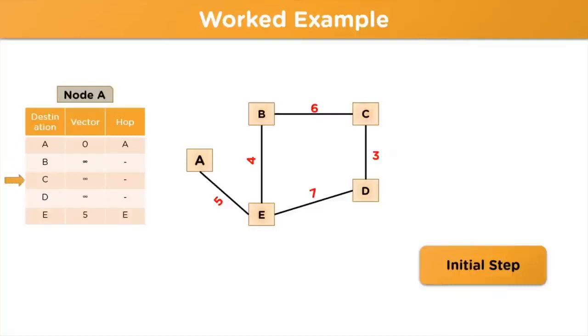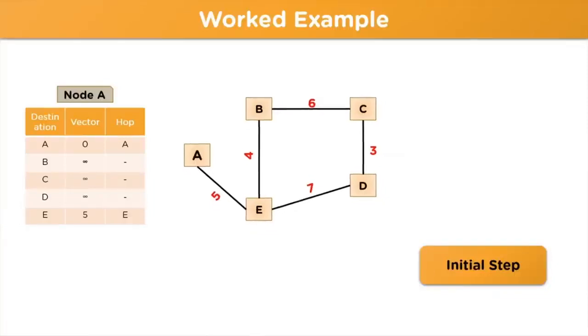Then we have destination as C. Similarly as node B, there is no direct connection between A and node C. That means this is also infinity. And same is the case with node D. And in the end, we have node E, that is the only directly linked node to node A. That means the distance given is 5. So the network vector is 5.